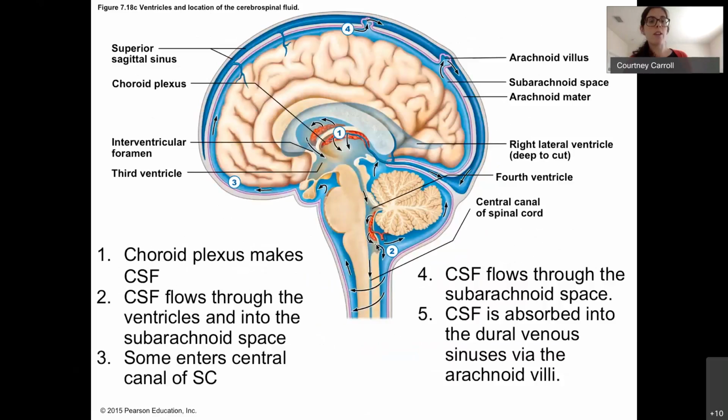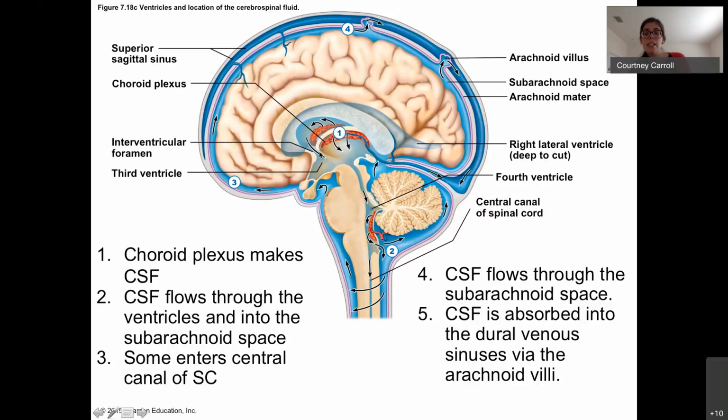And so this one is showing you the flow of CSF. So it's made at the choroid plexus at 1 here. It's going to flow through our ventricles. Some of it's going to go into that subarachnoid space, again, up near the skull. Some of it will enter the central canal of your spinal cord and will flow down. And then the rest of it will continue through that subarachnoid space, where some of it will be absorbed back into the dural sinuses via those little arachnoid villi, so those little protrusions.